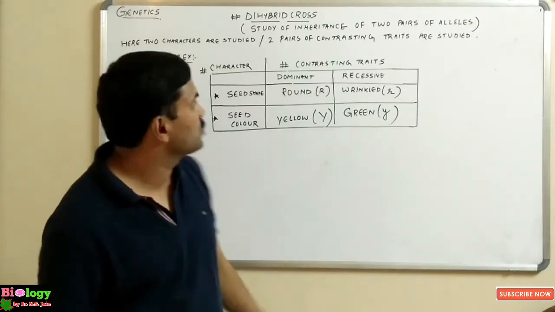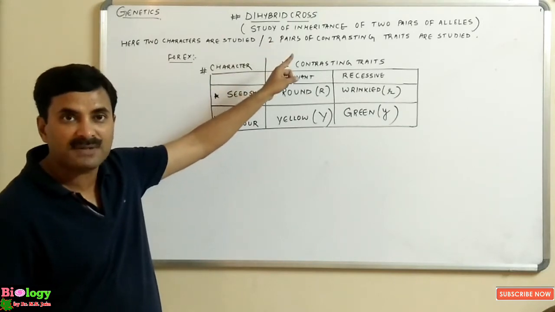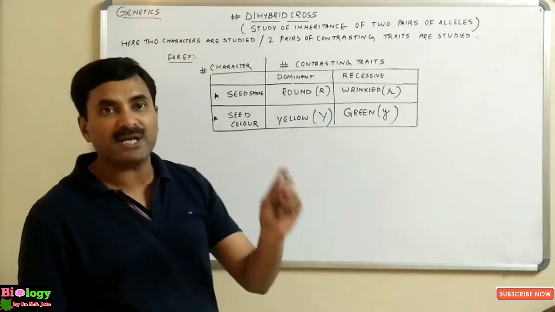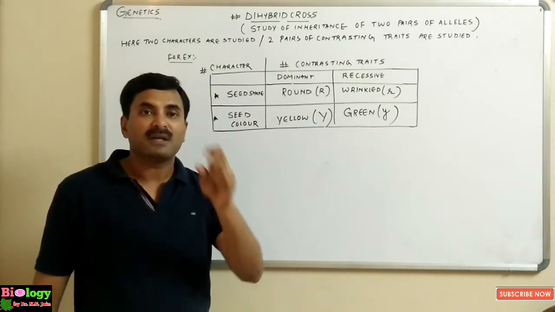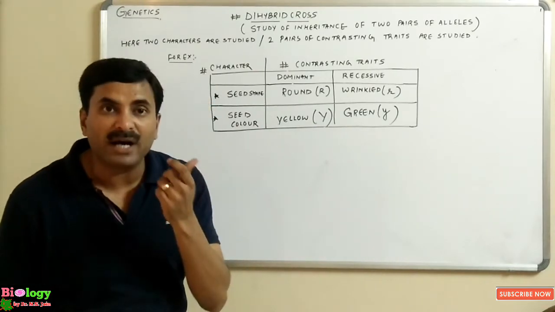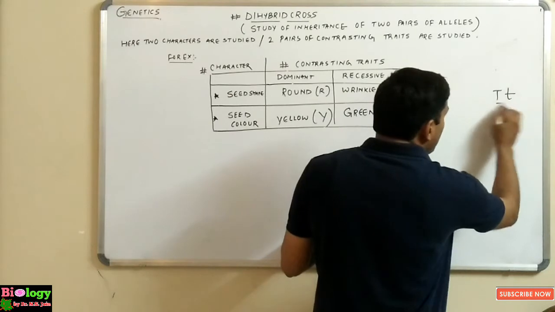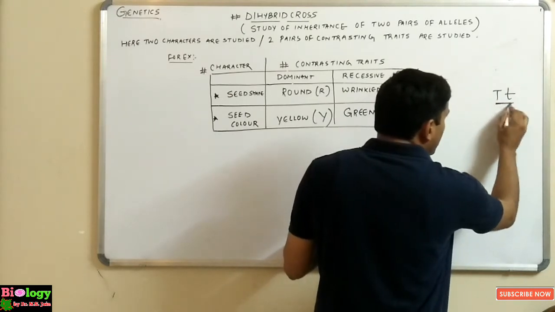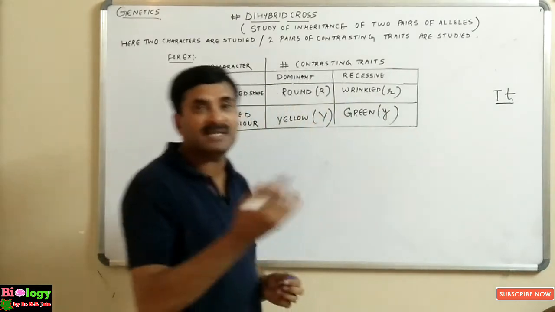Hello students, today we are going to discuss a topic of genetics known as the dihybrid cross. In my previous video you studied the monohybrid cross, in which you studied the inheritance of a single pair of alleles, say capital T, small t. But here the case is different.